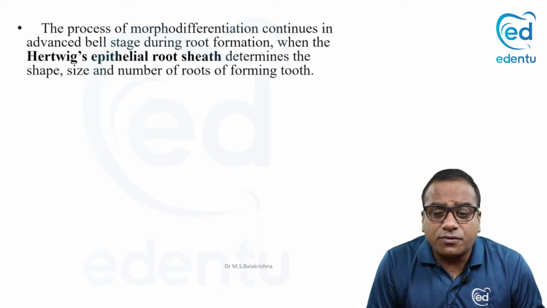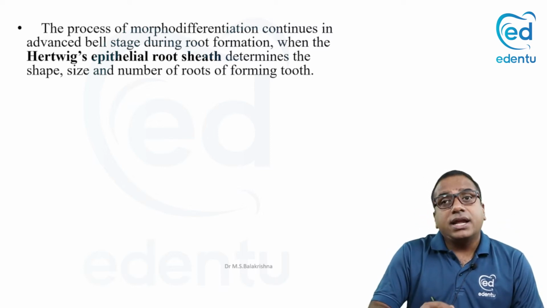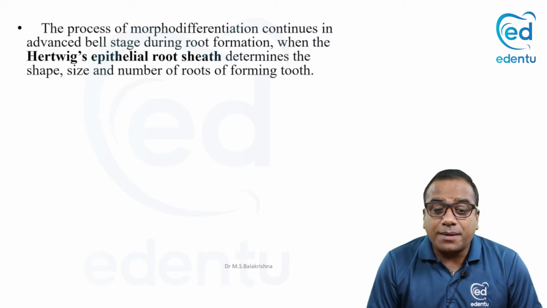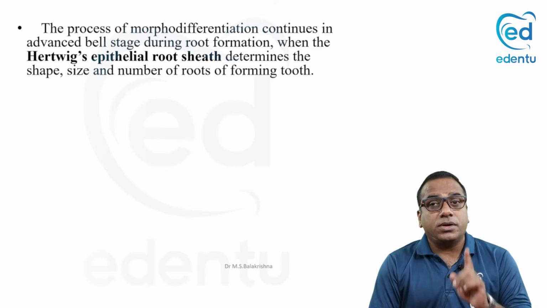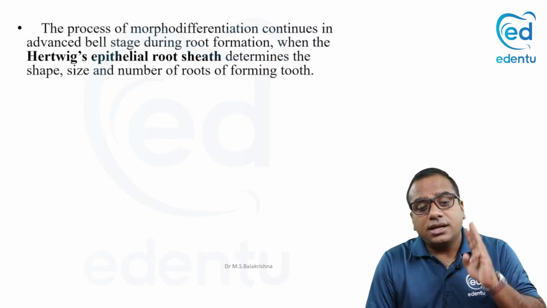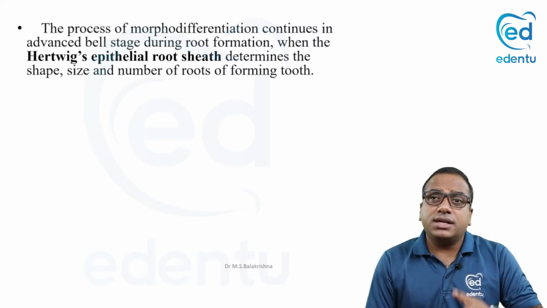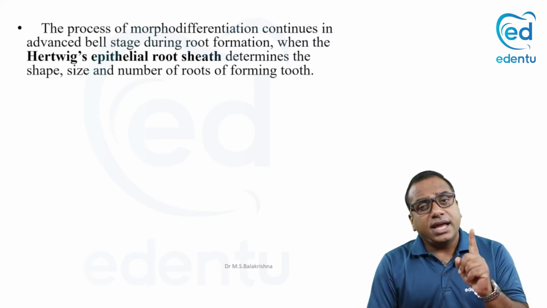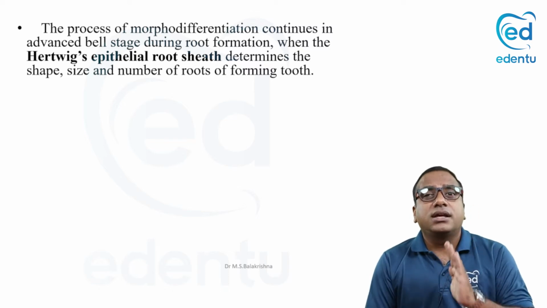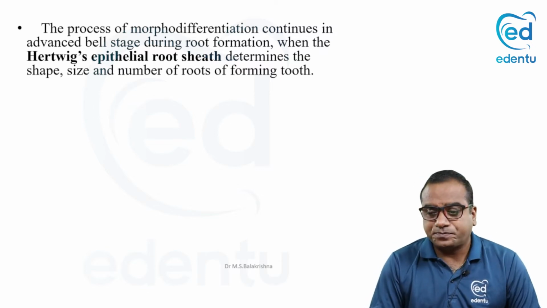So the process of morphodifferentiation continues in the advanced bell stage during the root formation, when the Hertwig epithelial root sheath determines the shape, size and number of roots to be formed. So HERS will determine the number, the size and the shape of the root. HERS will decide. Shape of the crown is different, the root is different. HERS, Hertwig epithelial root sheath, will decide the shape, size, number of roots and how they will be.